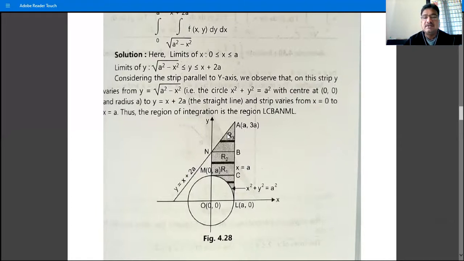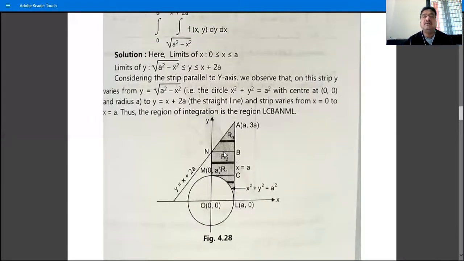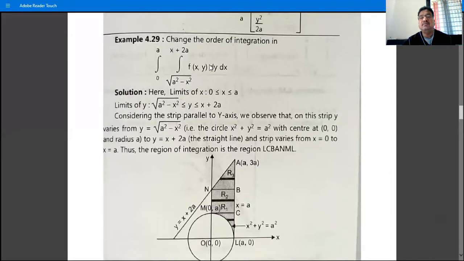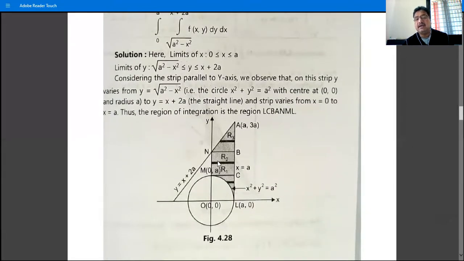Now the shaded region is the region of integration. Now we have to change the order, that is, we have to integrate with respect to x first, because the given integration is with respect to y first. That's why we take a strip parallel to the x axis. If the strip is in this area, then one end touches the circle and another end touches the straight line x is equal to a.